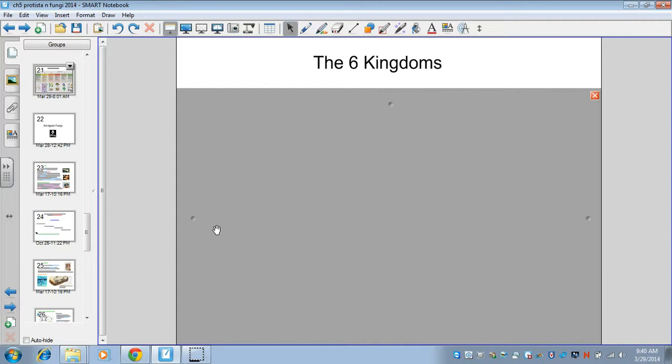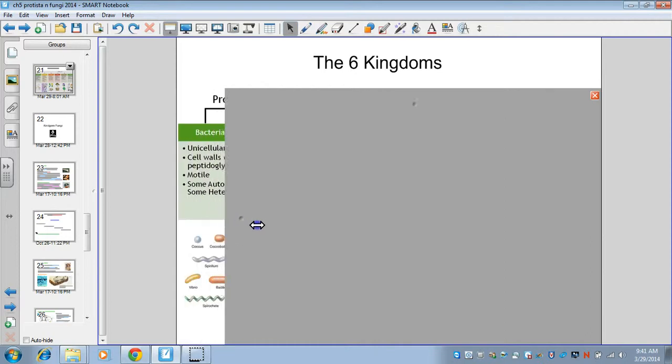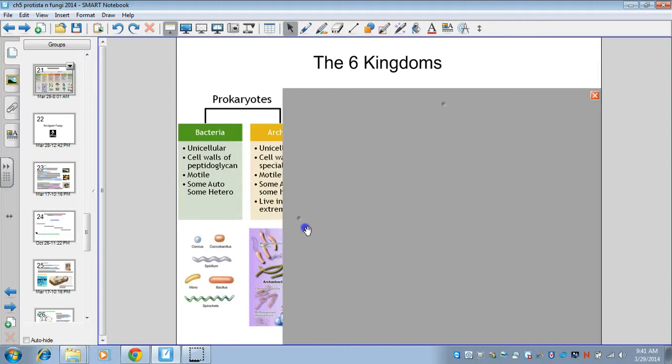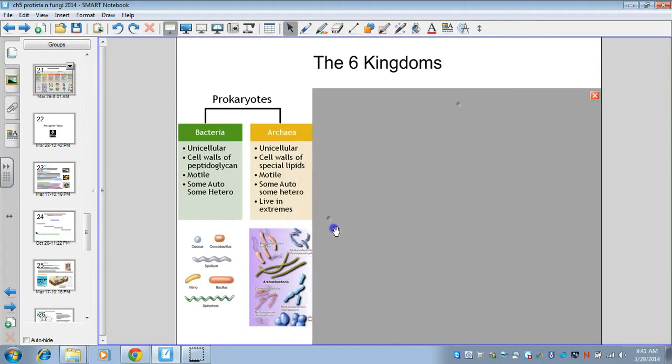In chapter 5, we were dealing with mostly microorganisms. So they're talking about the first 4 kingdoms. The first 2 were bacteria and archaea, which are prokaryotes. So this is just going back to the summary chart. Remember the prokaryotes, domain bacteria, kingdom archaea. Domain bacteria has kingdom bacteria in it. Domain archaea has kingdom archaea in it.